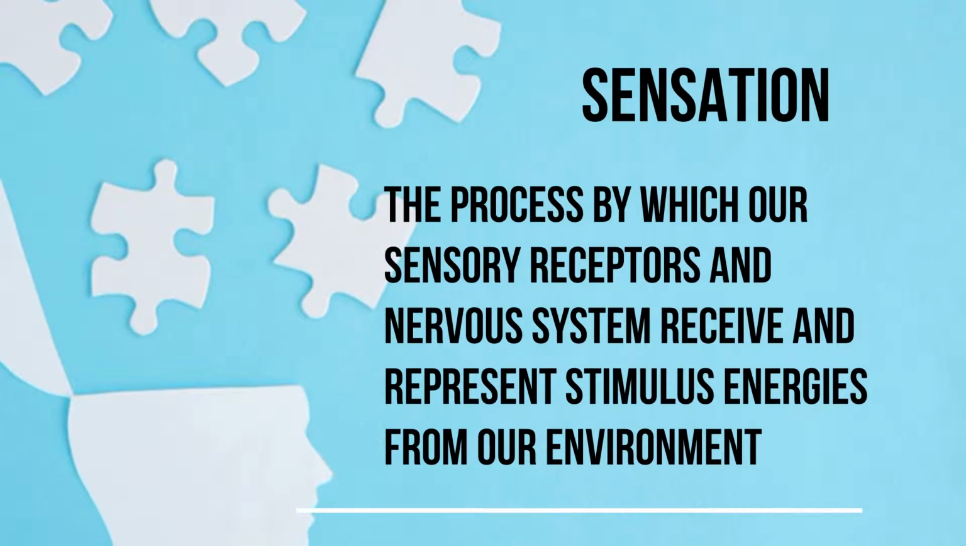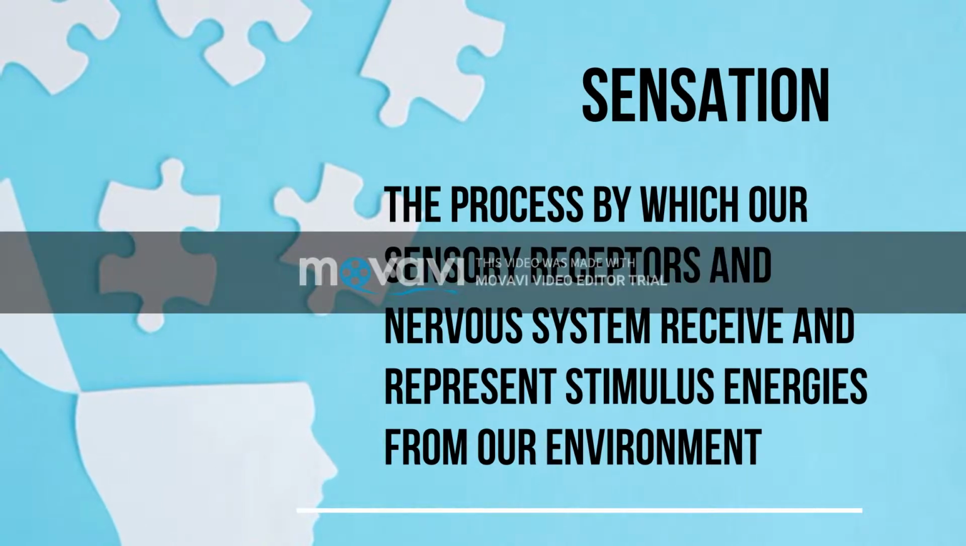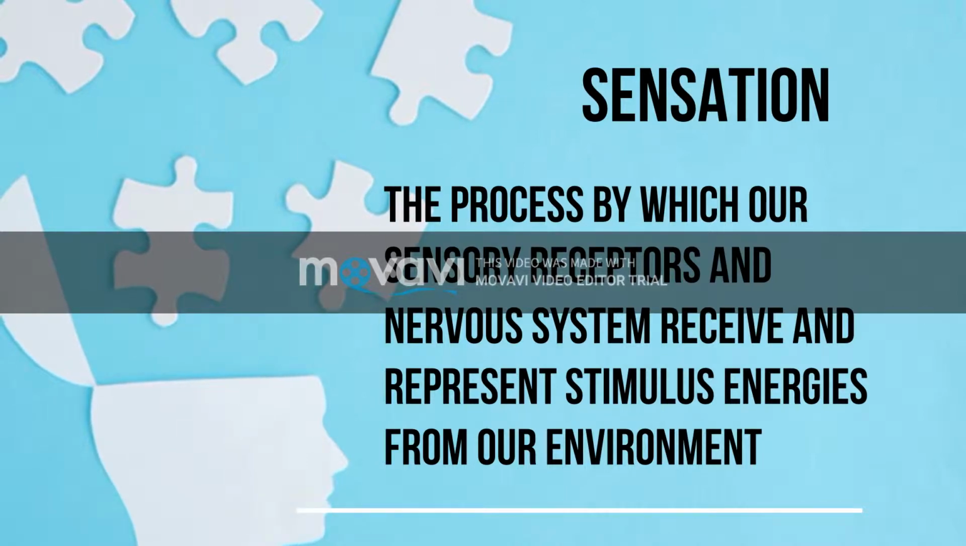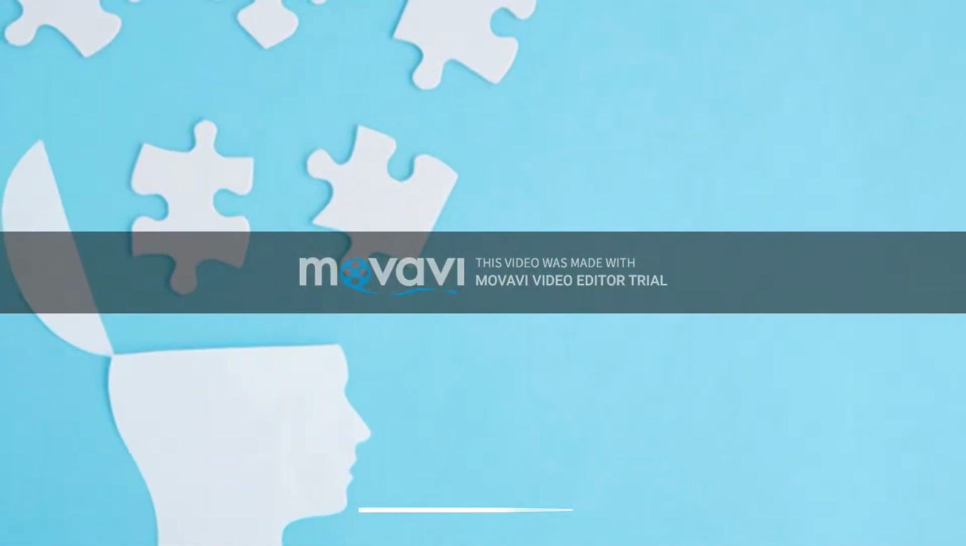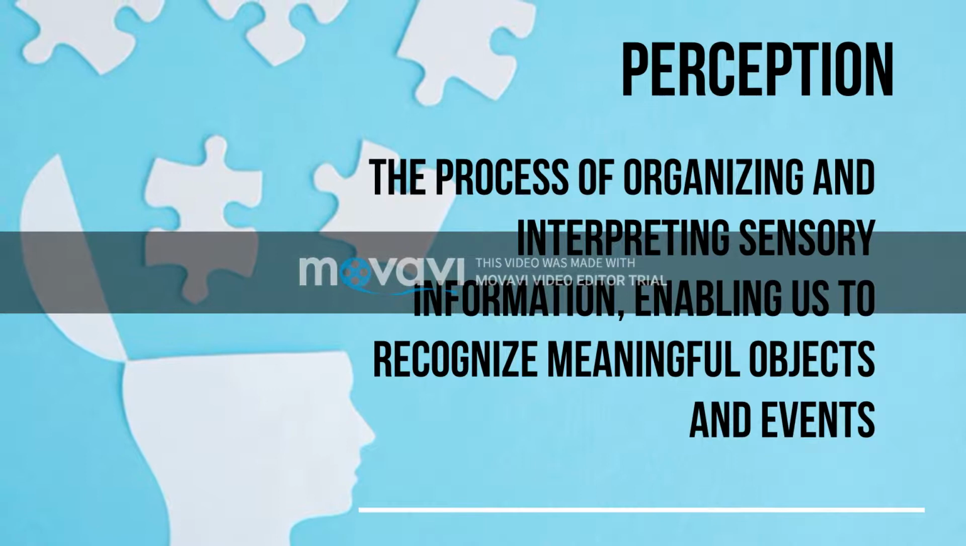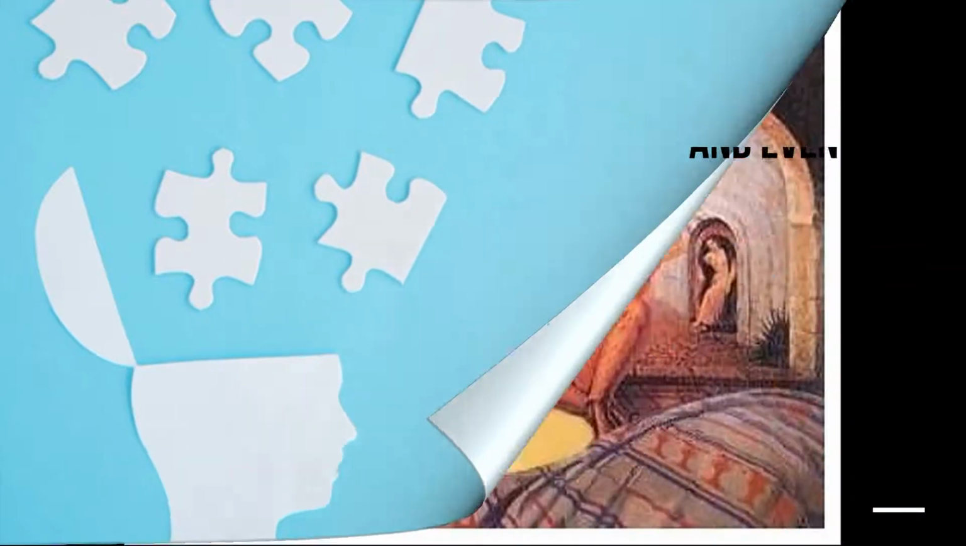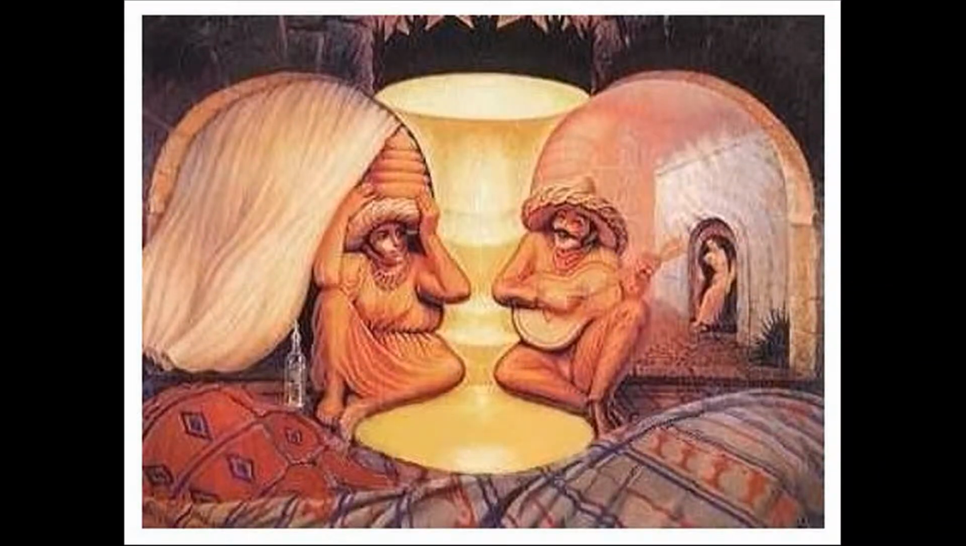Sensation is defined as the process by which our sensory receptors and nervous system receive and represent stimulus energies from our environment, whereas perception is the process of organizing and interpreting sensory information, enabling us to recognize meaningful objects and events. For example, take a look at this picture.